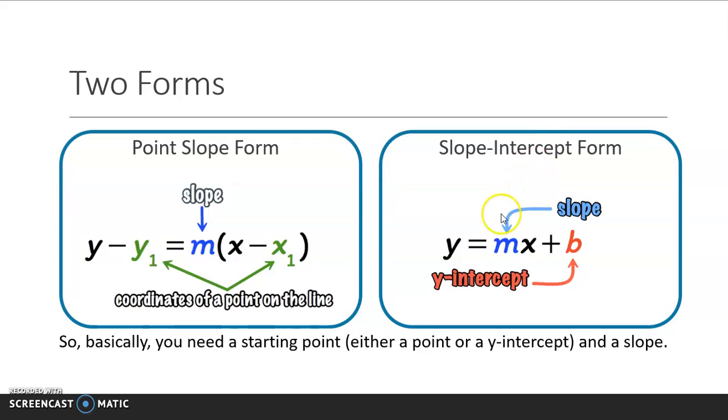Now, for slope-intercept form, you have y equals m, which is the slope, times x, plus b, where b represents the y-intercept of the function. So basically, in order to write the equation for a linear function, you need a point. So it's either going to be a starting point, like an xy pair, or you need a y-intercept. And then you also need a slope. So if you don't have a point and a slope, there's nothing you can do to write this linear function without more investigation. So let's take a look at some examples.